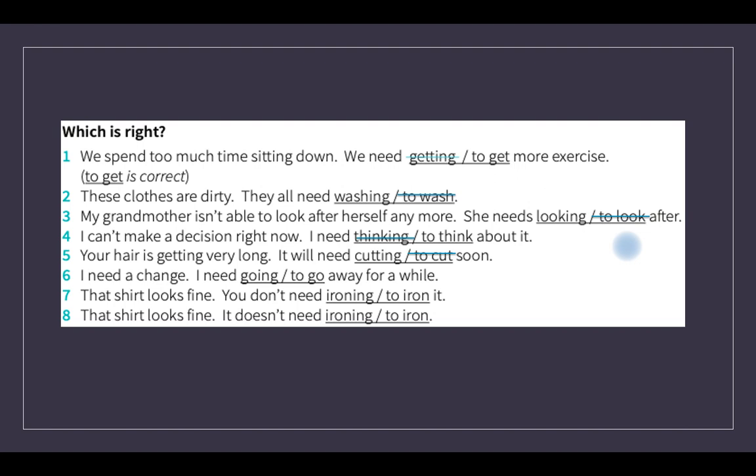I need a change. I need to go away for a while. The necessity. 7. That shirt looks fine. You don't need to iron it. 8. That shirt looks fine. It doesn't need ironing. Yeah, actually, the meaning of these two sentences is the same, but just the last sentence has the passive meaning. It doesn't matter who irons it.